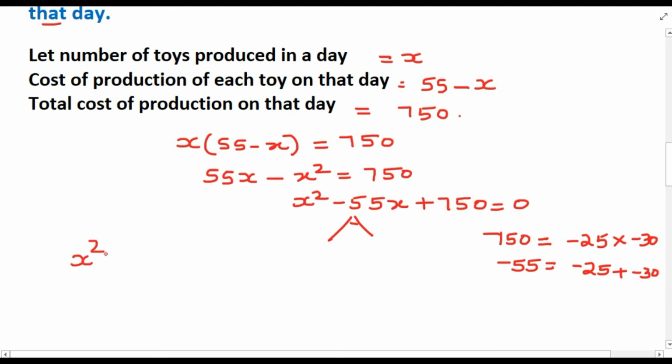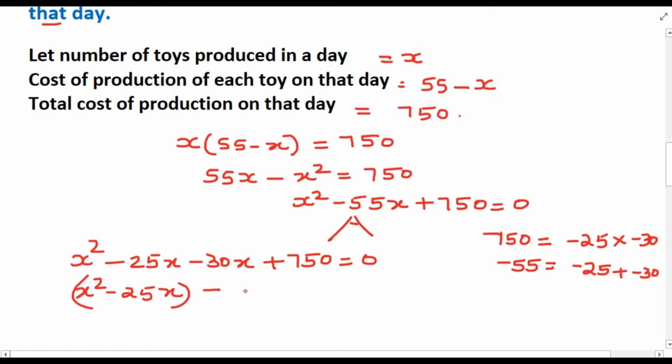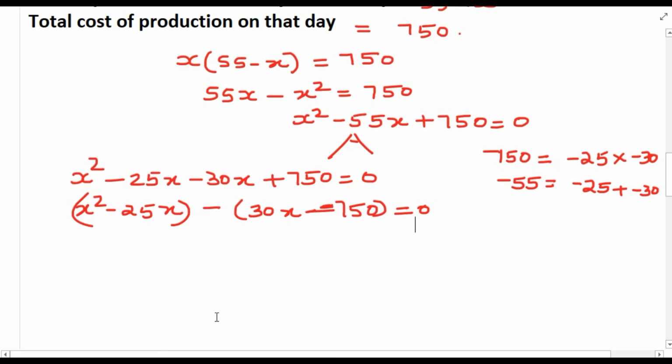So it is x square minus 25x minus 30x plus 750 equal to 0, or x square minus 25x, that is one group, minus 30x plus 750, that is another group, equal to 0. Again we can write x, if you take outside, this x minus 25, minus 30, if you take outside, this again x minus 25 equal to 0.